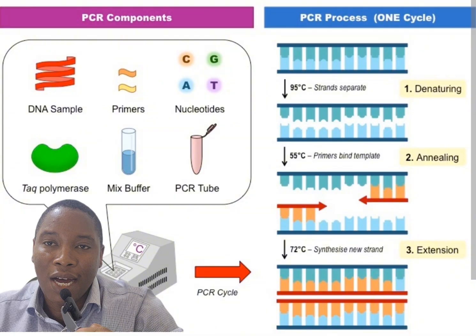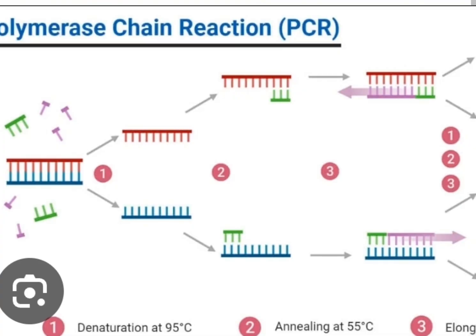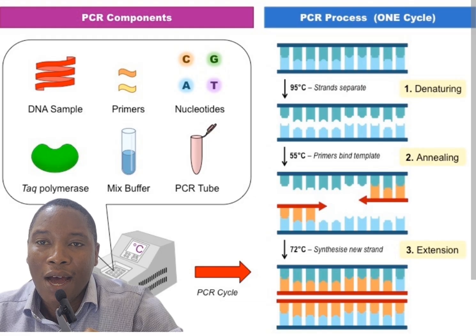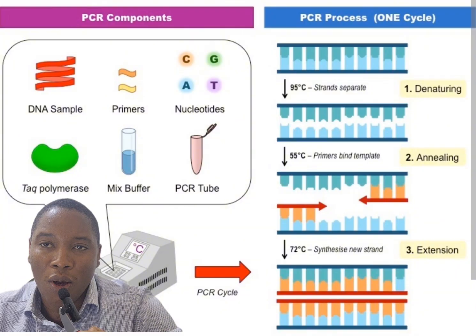And after your annealing, you now have your extension. And what is in your extension? Now you have small nucleotides that are now added. We call them deoxynucleotide triphosphates, dNTPs. They are now added and they are used to make a new strand. So the idea is like you have two strands, you unzip them, you take one, and then you use that one as a template to make many strands of it. You make a million copies of that one.